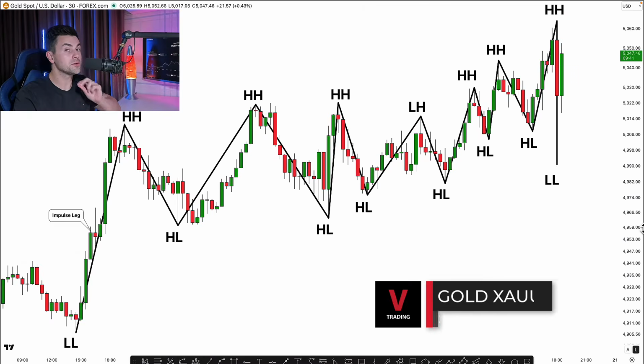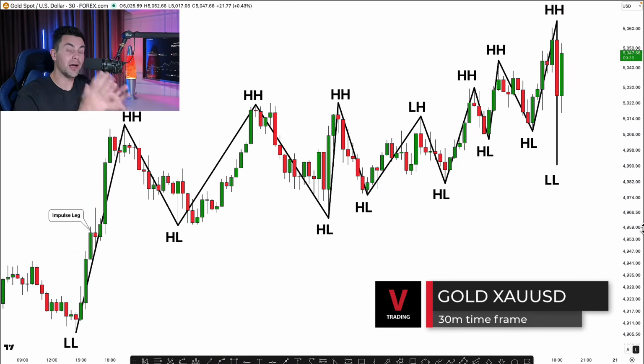And as I said, this method works on any time frame. Let me show you how to use the same rules for a lower time frame analysis. Following these 4 steps that I explained, I did structure mapping on gold on 30 minutes time frame.